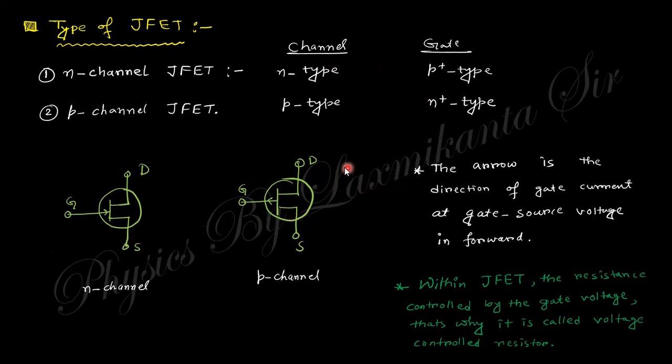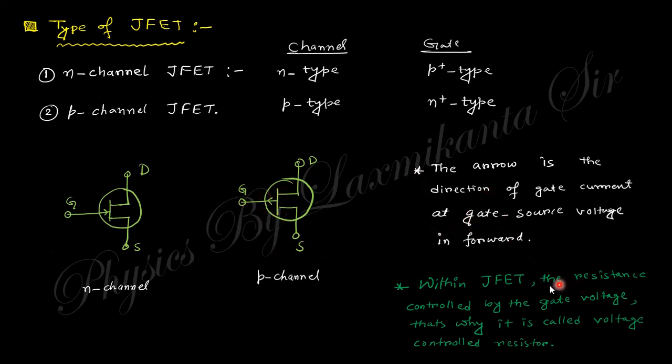And I think you are clear about this arrow from gate to channel and this one from channel to gate. For an n channel, the current will be from p to n in the forward bias. That's why the gate is p and the channel is n. That's why this is an arrow from gate to channel, and this one is from channel to gate.